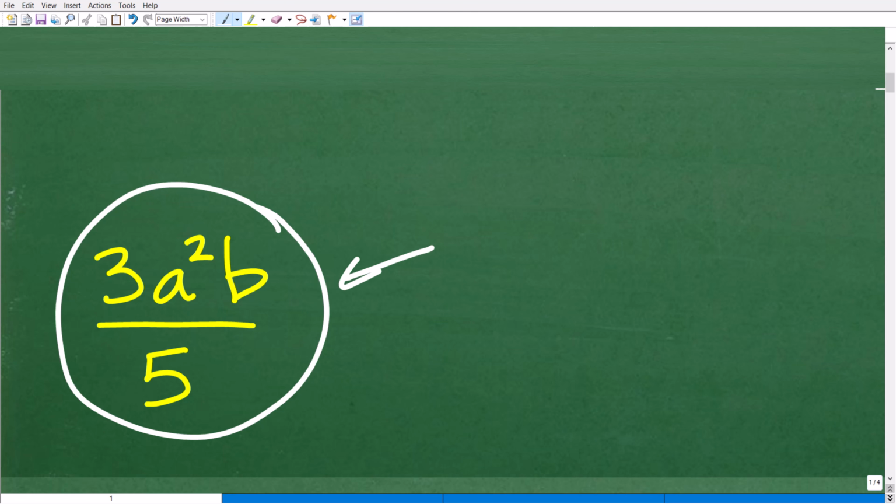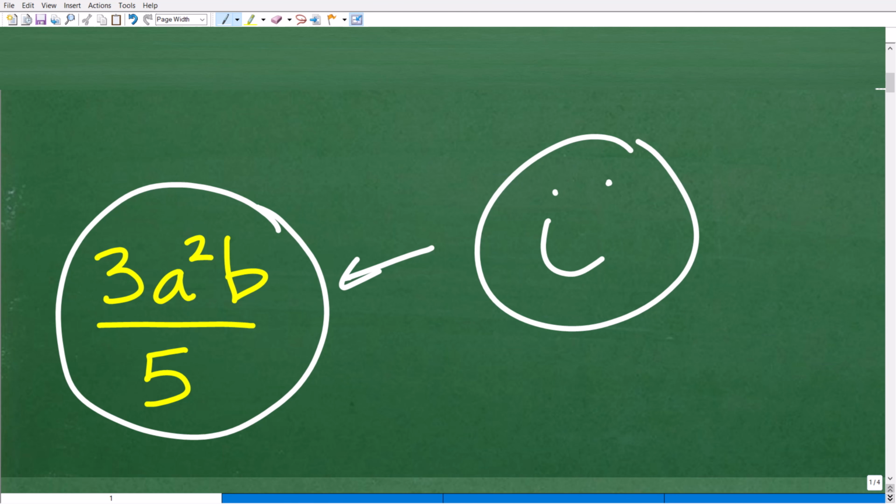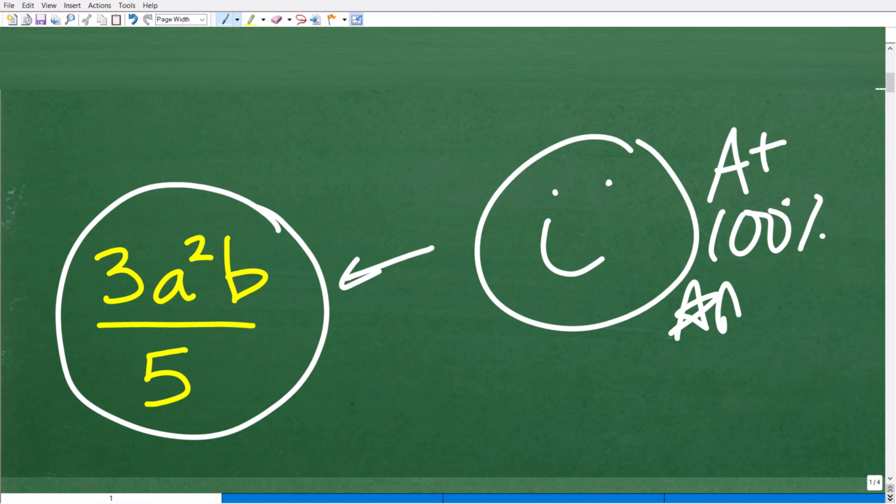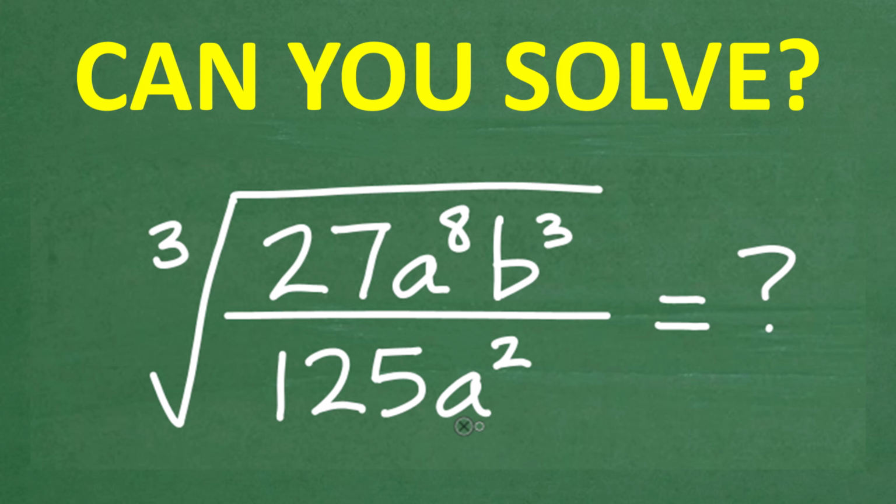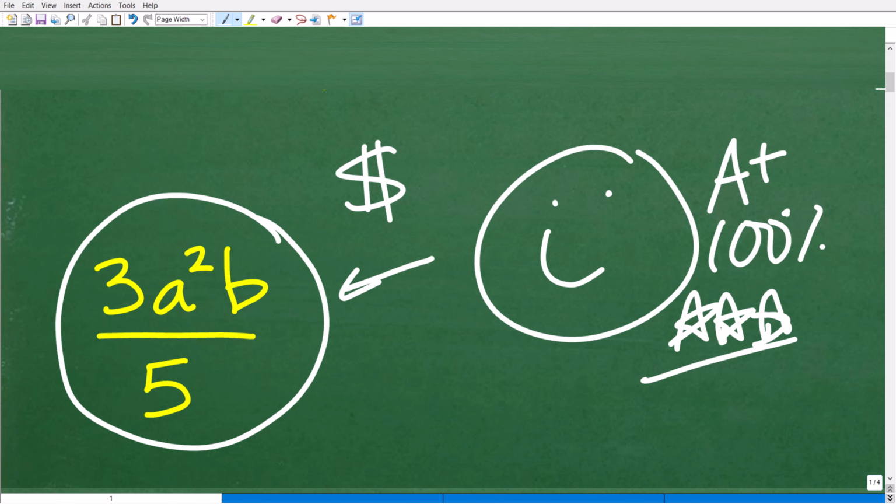But in fact, if you did get this right, we must celebrate your success by giving you a nice little happy face, an A plus, a 100%, and multiple stars, so you can brag to your friends and family that indeed you are a professional, certified expert in the area of simplifying variable radical expressions. They'll be like, wow, that is so advanced. I know that you're going to make a lot of money when you get out of school.